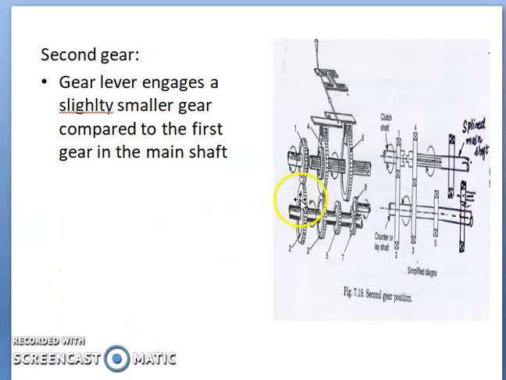So in the first gear we saw that the larger gear was engaged with the smallest gear in the lay shaft. Now for the second gear, the lever is selecting the second largest gear. In the counter shaft you can see that it is selecting the gear which is slightly larger than the gear which was engaged in the first shaft. So here again you get a reduction in the speed, but it will be higher than the speed for the first gear.